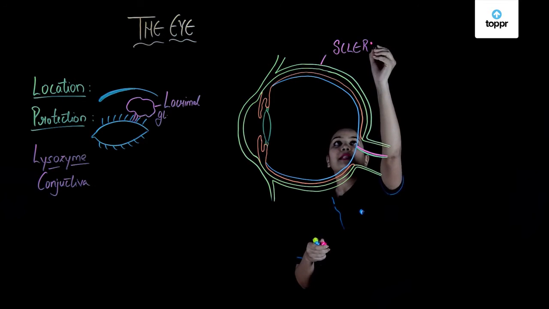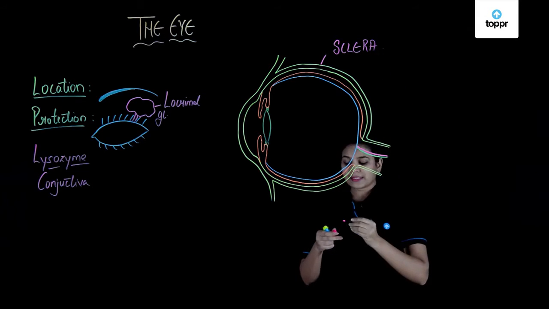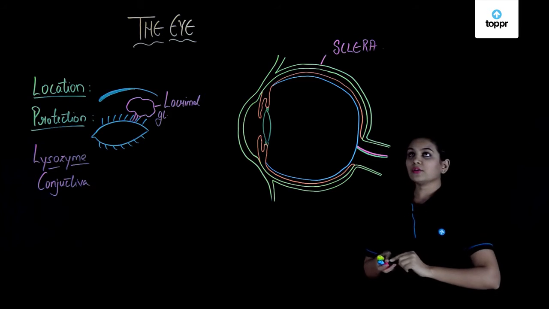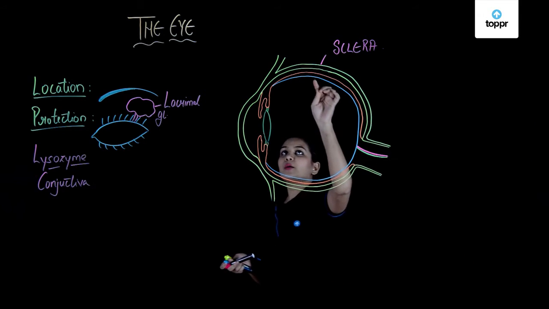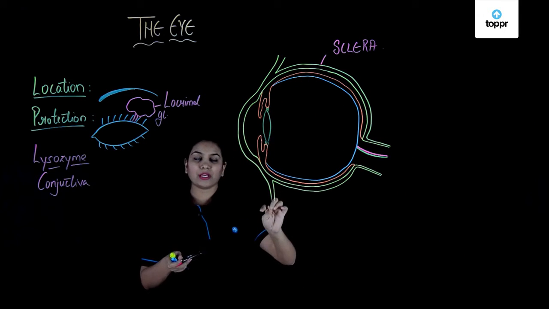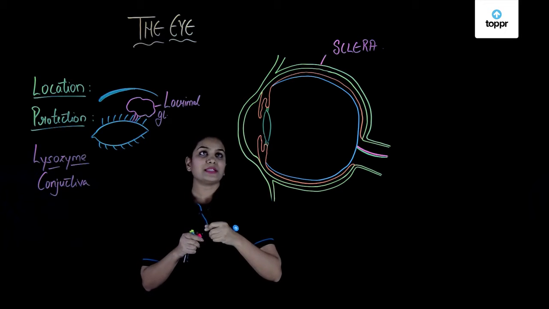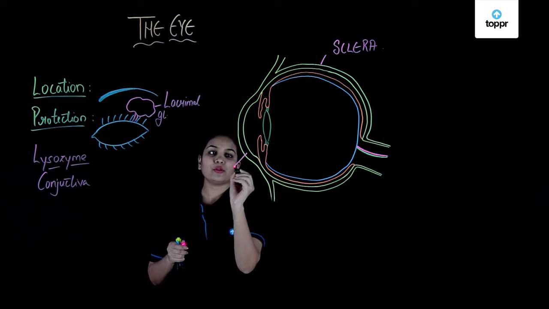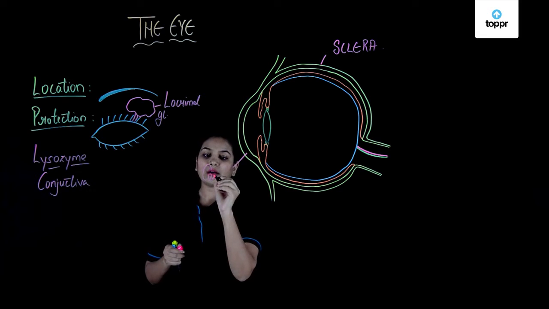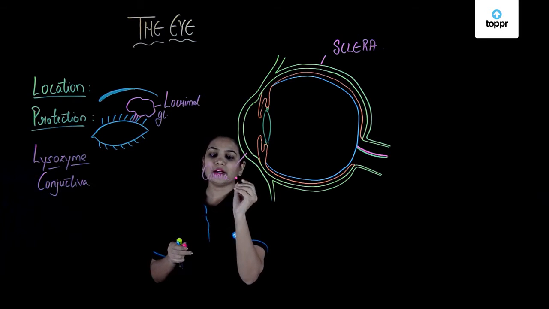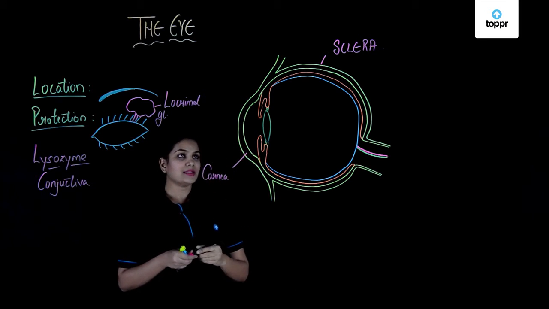This is called the sclera, and the sclera is a fibrous tough layer. When it comes to the frontal part of the eye, it becomes thinner, and this part is what we call the cornea. It appears whitish in color and this is what we call the cornea.